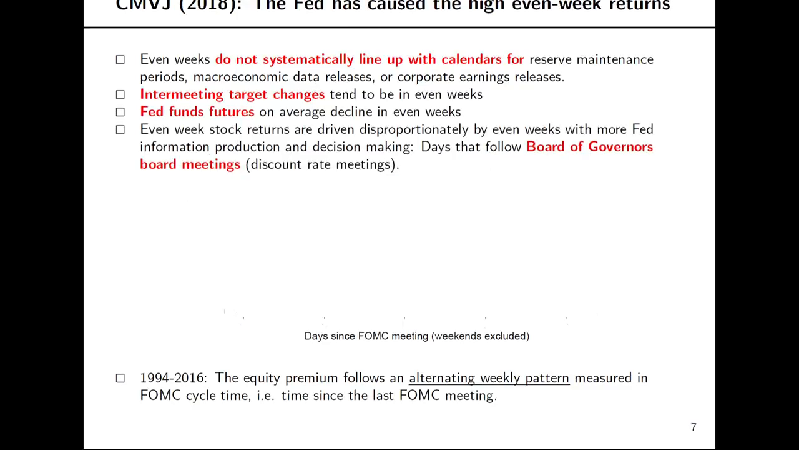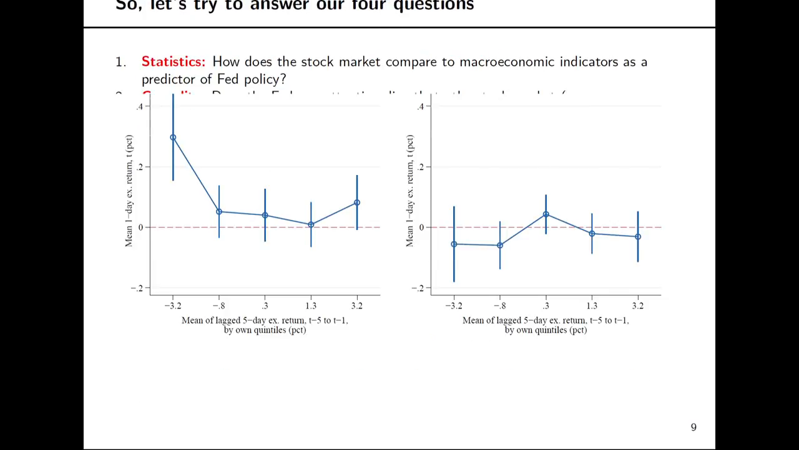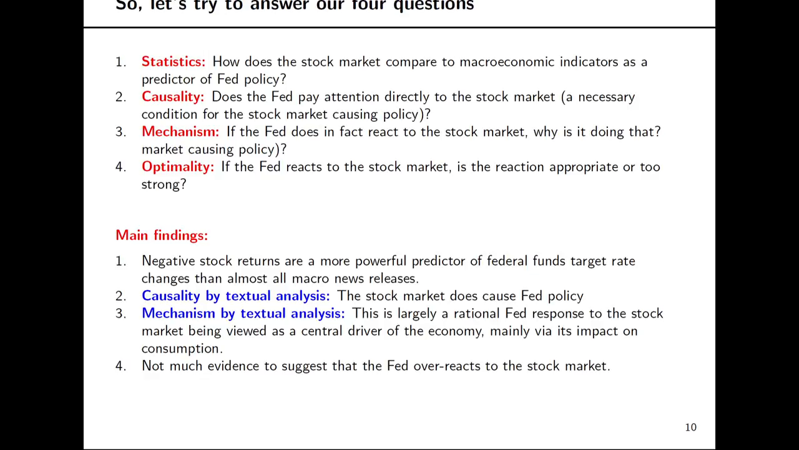Thus the title, The Economics of the Fed Put. Now, in terms of the main findings, I'm going to try to convince you that negative stock returns are a very powerful predictor statistically of changes in the Fed funds target. It's as powerful as most macroeconomic indicators out there. And then I'm going to, as I said, do this causality and mechanism by textual analysis.